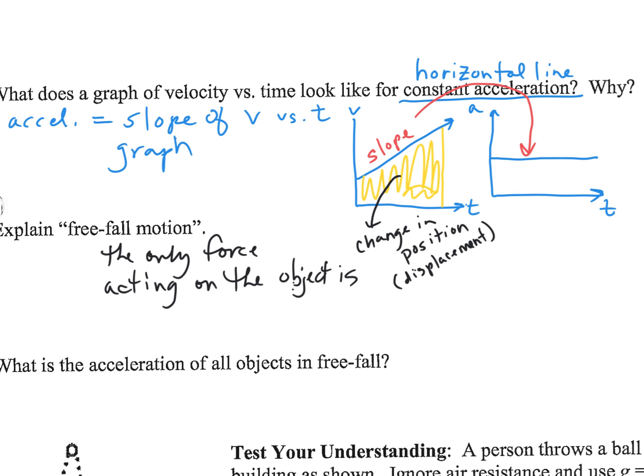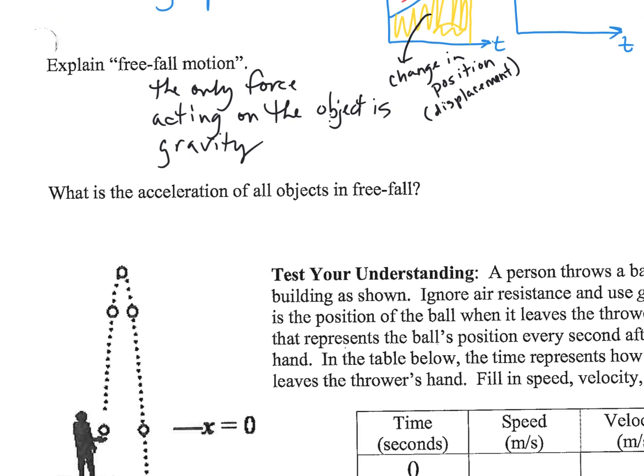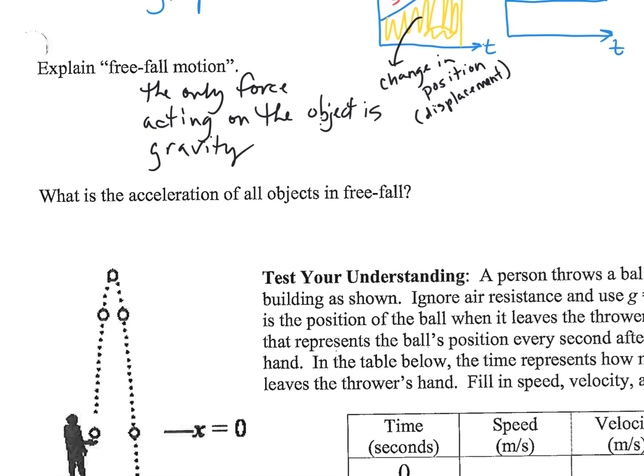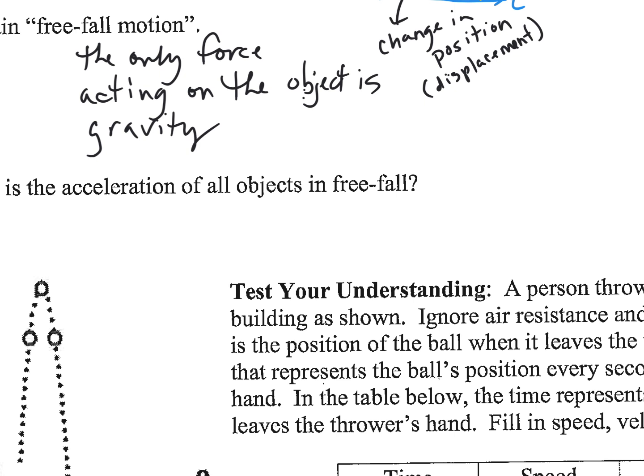How about this? The only force acting on the object is what? Gravity. Good. What's the acceleration of all objects in free fall? G is equal to what? Technically 9.81 meters per second squared, but we often use what in this class? Approximately 10. 10 is typically what we use.